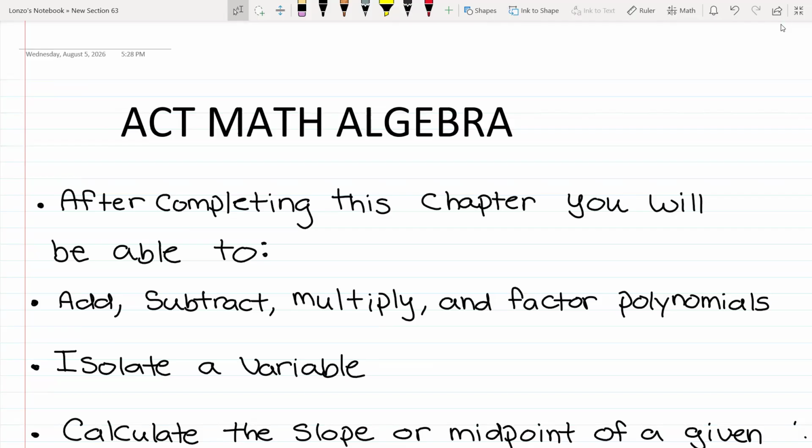After completing this chapter, you will be able to add, subtract, multiply, and factor polynomials.